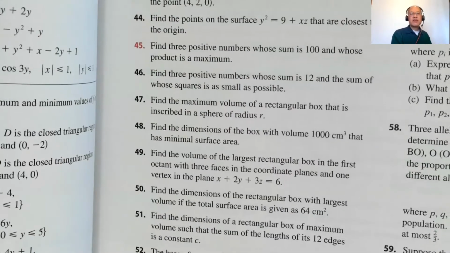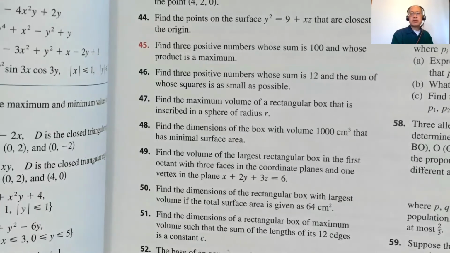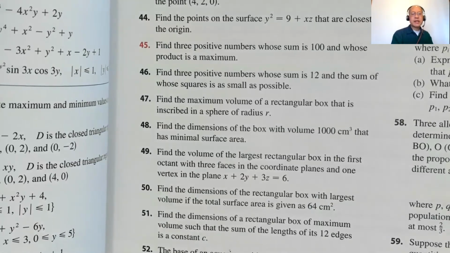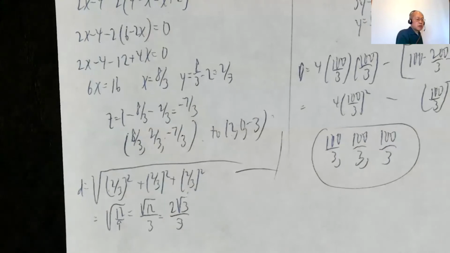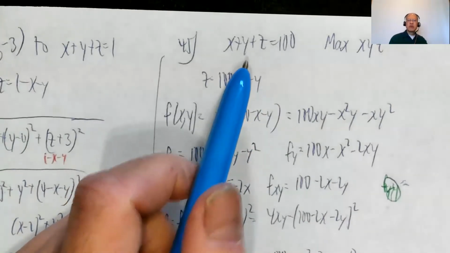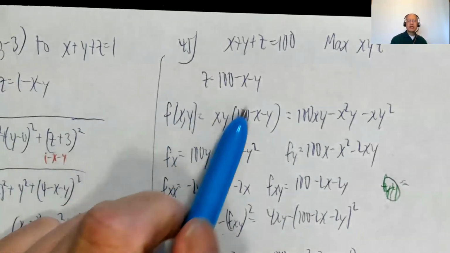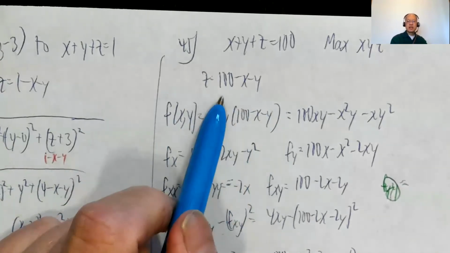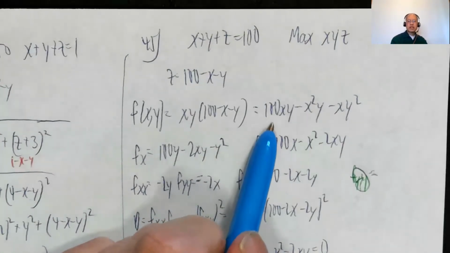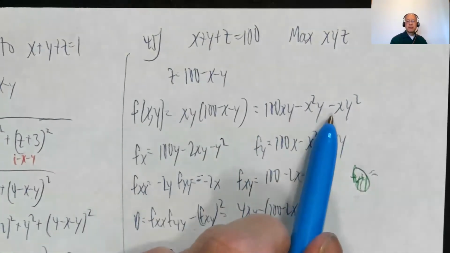Okay, 45. Find 3 positive numbers whose sum is 100 and whose product is a maximum. So you're trying to maximize x times y times z. X plus y plus z is 100, which means z is 100 minus x minus y. So let f of x, y be x times y times z. Here's z. Distribute: 100xy minus x squared y minus xy squared.